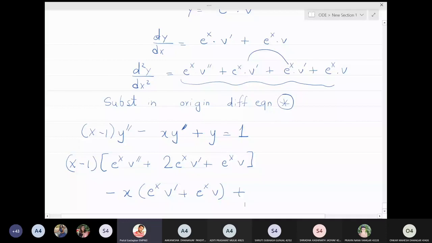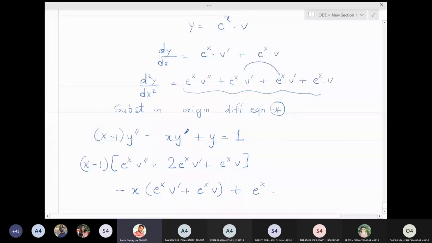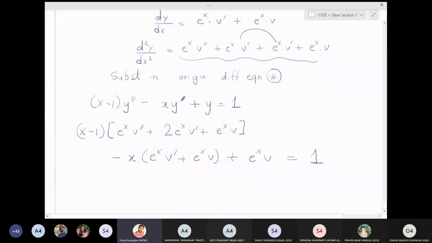is equal to 1. We know that when I do this particular step, all the terms of v should cancel. Let's check if all terms of v cancel or not. This is minus e raised to x into v. So this is minus e raised to x into v. This term will cancel with this term. Then you have minus x into v and this is plus x into v. So yes, this e raised to x into v cancels with this. So all the e raised to x v terms have cancelled.